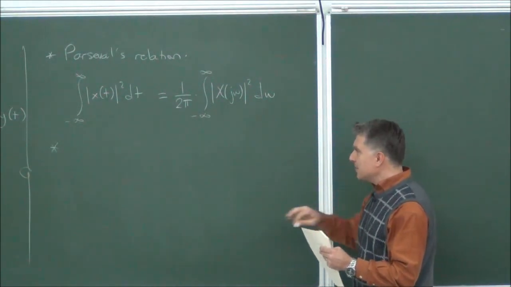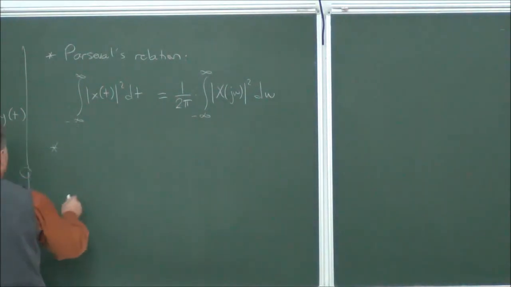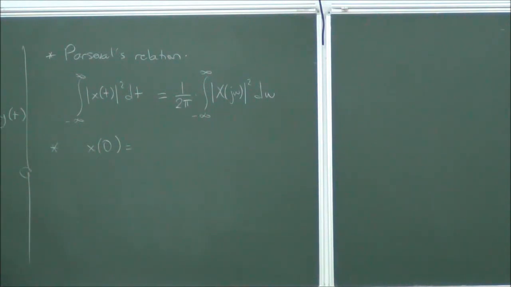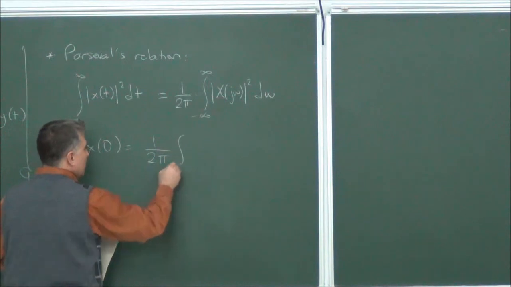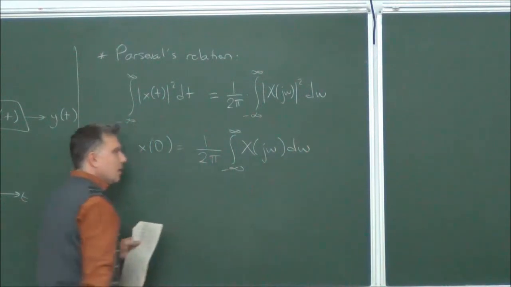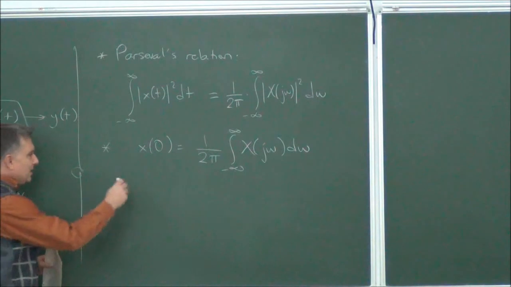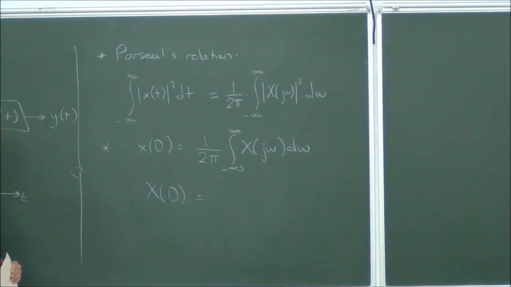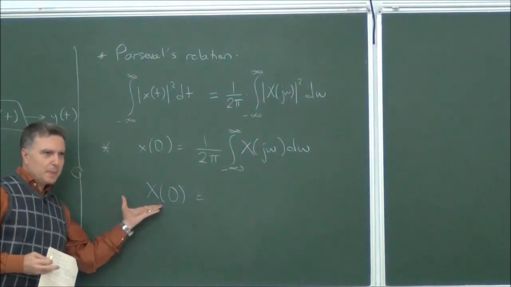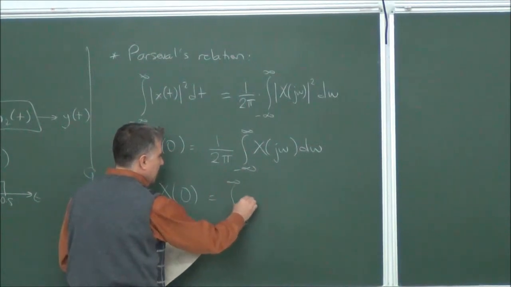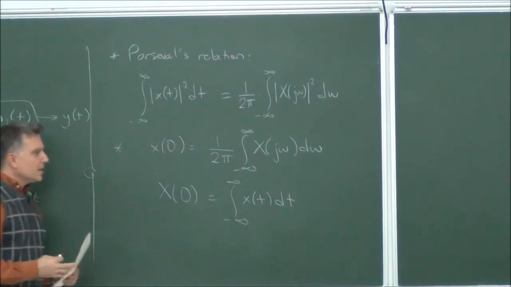Another property, well, these are not properties, these are simple observations. If you want to evaluate the value of x at zero, that is equal to 1 over 2 pi the area under the spectrum. This is x of zero. And the dual of this thing is the Fourier transform at omega equal to zero, which is the DC value. The zero frequency means the offset. The DC value is the area under x of t. These are duals of each other.